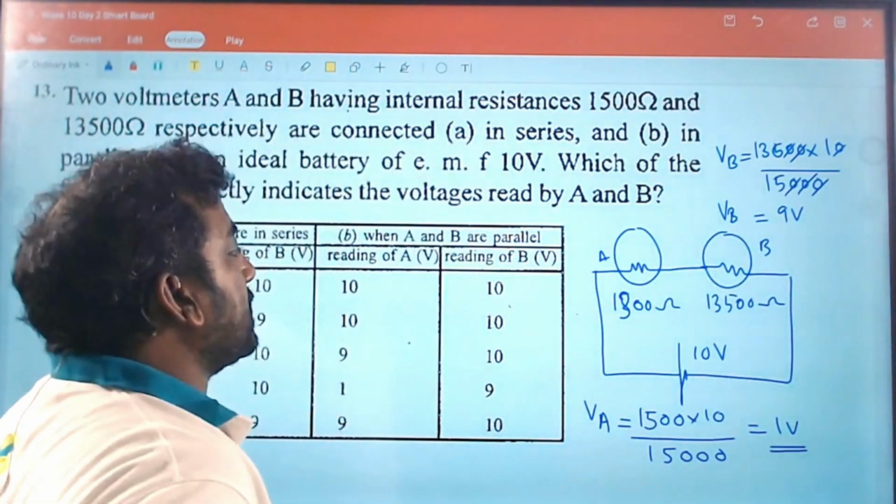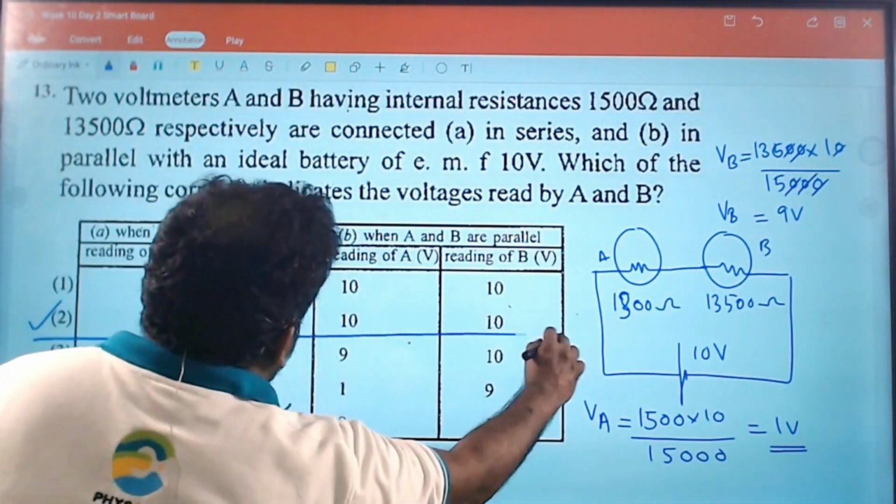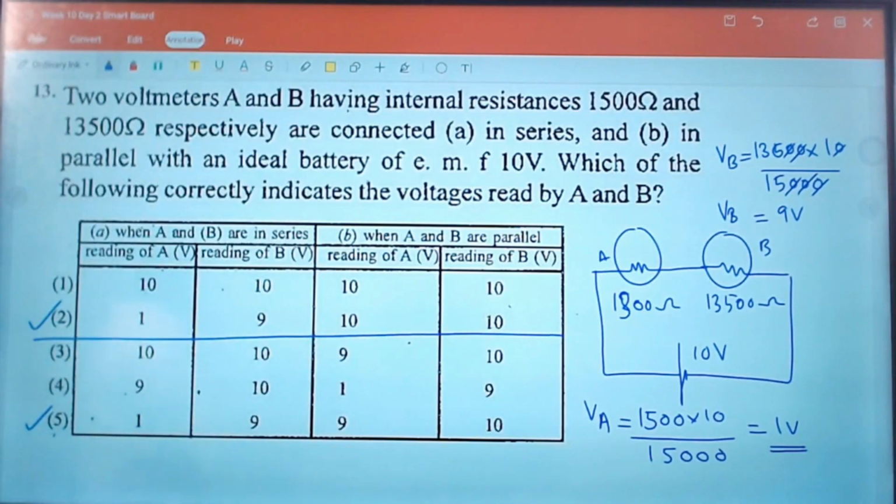What about parallel connection? Parallel connection means voltage same. Correct answer is answer number 2.